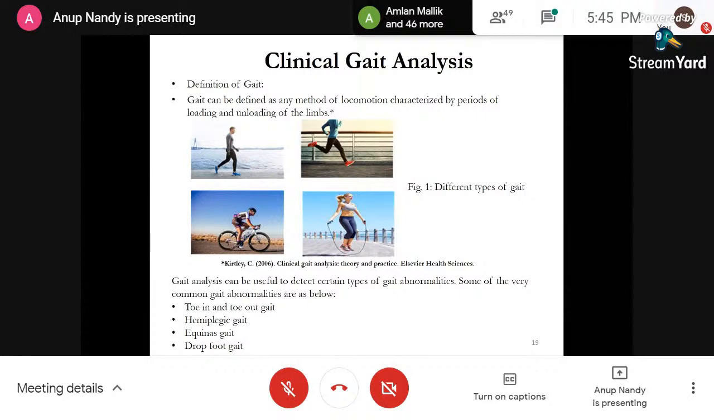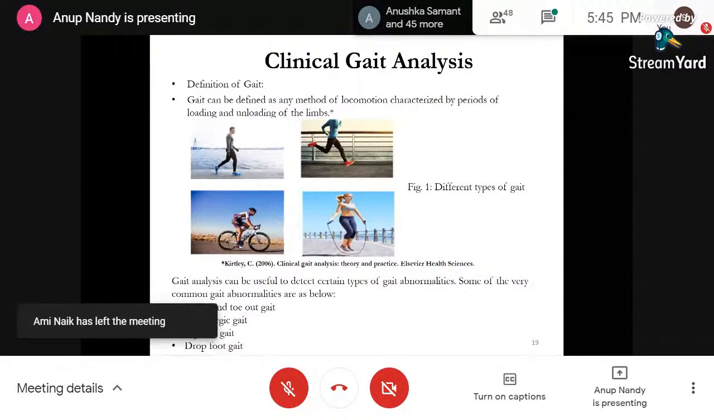Everybody has a different style of walking, and this walking pattern varies with different parameters, like anatomical parameters: the person's height, weight, age, whether the person is male or female, and so on. There are different types of gait that you could see, and gait analysis is very useful to detect certain types of gait abnormalities.